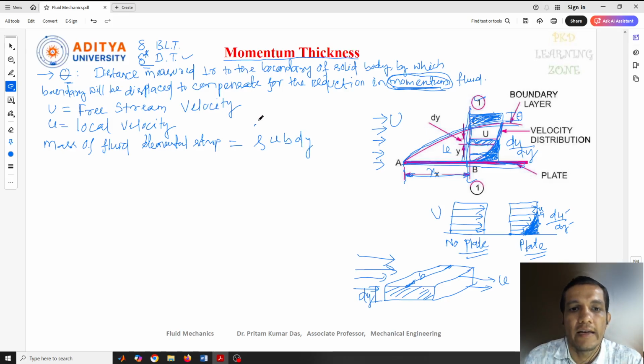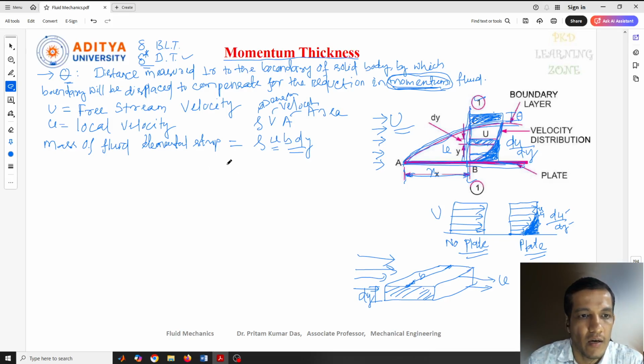Here rho is the density, u is the velocity, and b dy is the area. This is the formula to calculate the mass of fluid. Here the velocity is the local velocity, as I already told you, because inside this boundary layer the fluid has local velocity, and above this it is the free stream velocity. Area is nothing but width into thickness. Width we have taken as b, and thickness is dy. So this is the mass of the fluid.